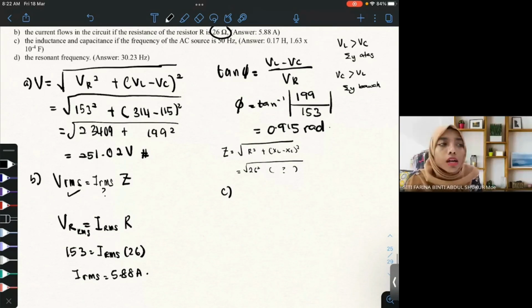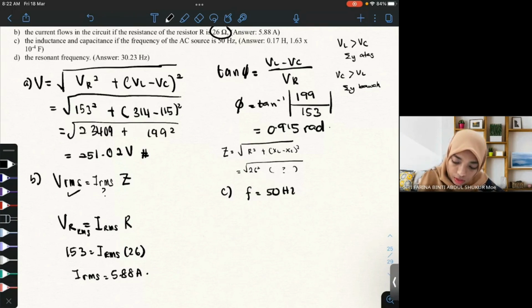Okay. Next adalah the inductance and the capacitance if the frequency of the AC source is 50 Hz. So given to us adalah frekuensi sebanyak 50 Hz. Okay. So from here, the question asked to find, soalan tanya, apa nilai inductor dan juga kapasitor.